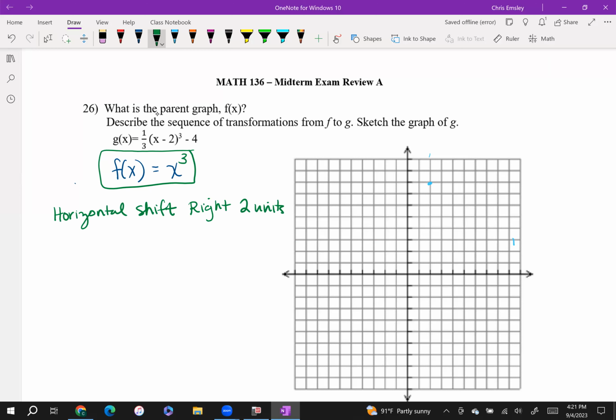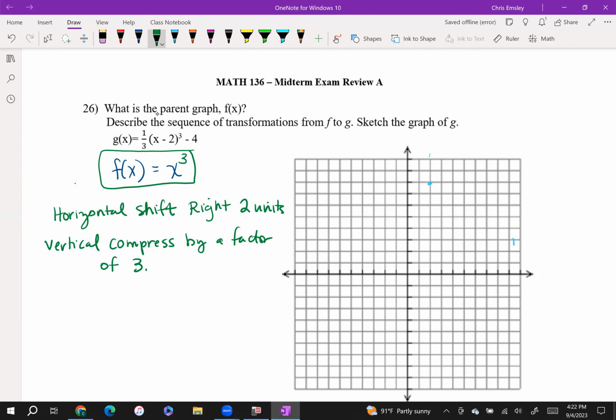Then we have our 1/3 out front. Anything that is outside of that cubed exponent, that's going to be a vertical change. When we multiply or divide by a number, that's going to be a stretch or compress. Specifically here, since we're multiplying by a number less than 1, which is kind of like dividing by a number, that is a compression. So this is a vertical compress by a factor of 3.